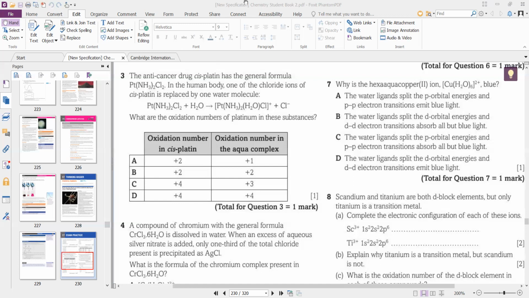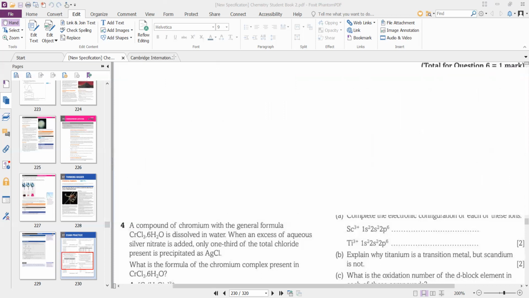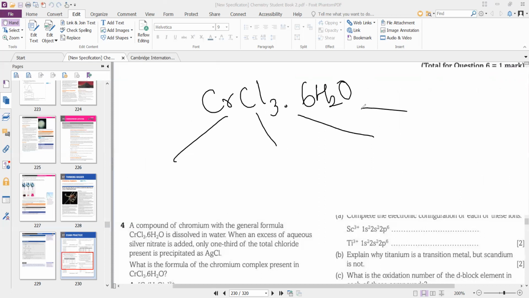A compound of chromium with the general formula CrCl3. A common exam question. When an excess of silver nitrate is added, only 1/3 of the total chloride present is precipitated. What is the formula? Now, the formula they are saying is CrCl3.6H2O. There are several possibilities for how this can be arranged.